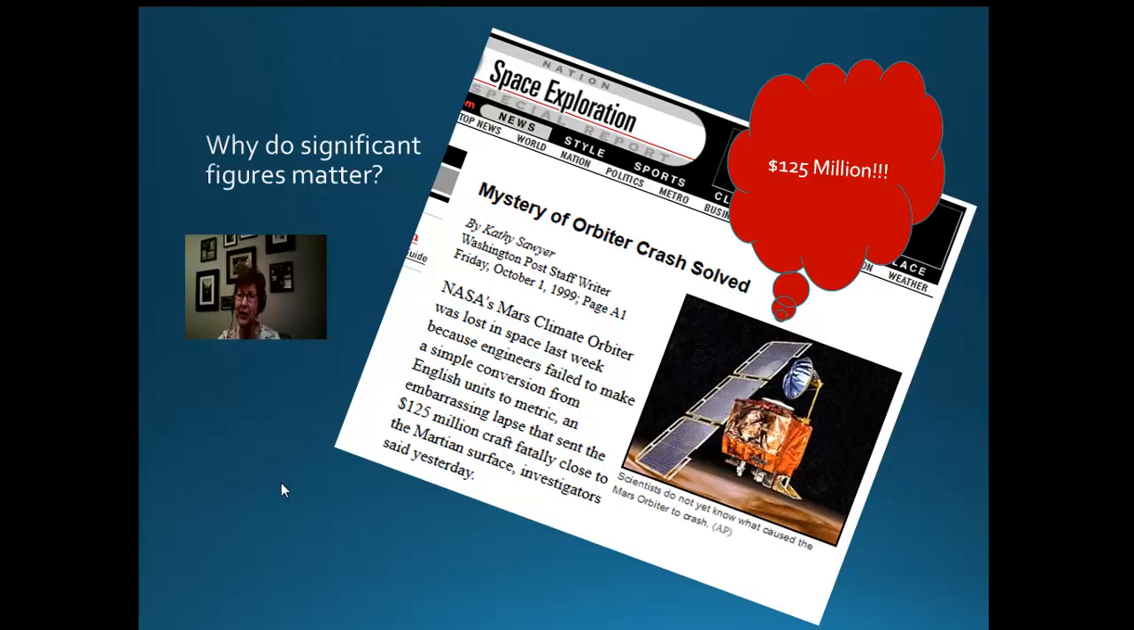When they figured out what the problem was, it was really just a simple error. The engineers had failed to make the conversion between English units and metric units. Ouch! That's a $125 million ouch. Now that's not exactly what we're talking about with significant digits, but it's an example of a simple math error where the actual numbers matter, and digits in a number matter when you're doing scientific calculations. Okay, so we're not all sending Mars rovers up.